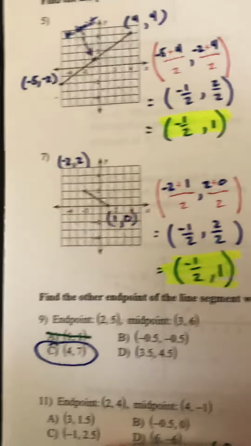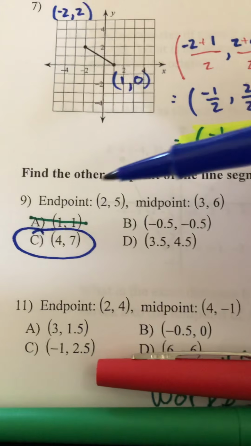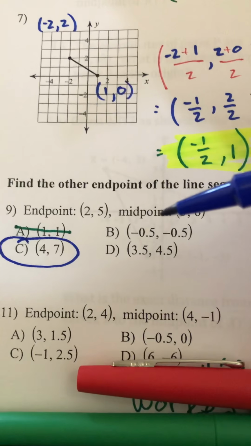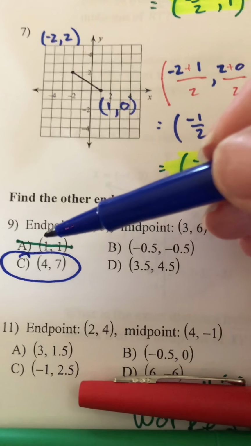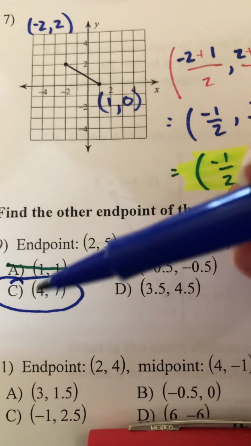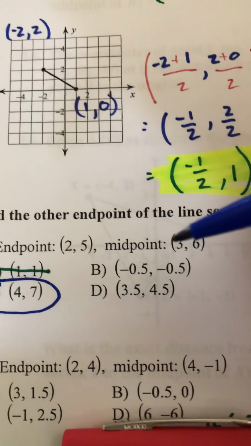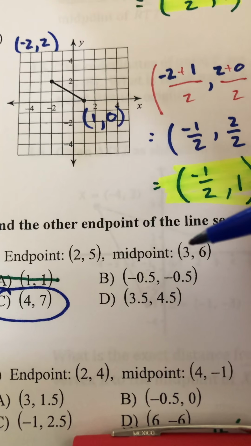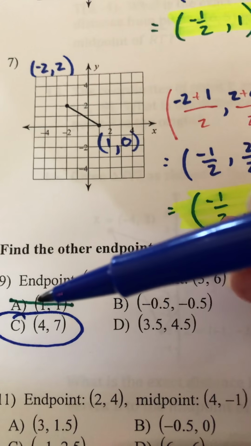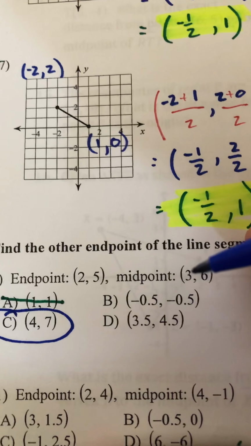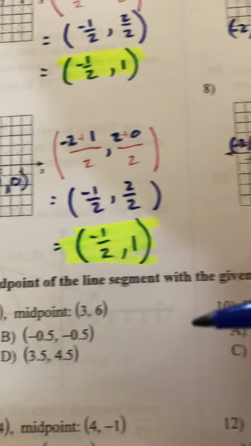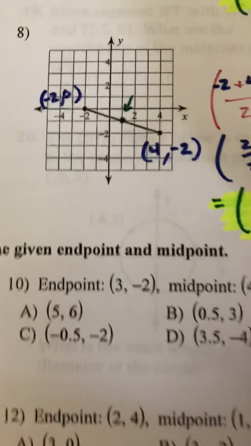But down here, look at number 9. This time I'm giving an endpoint and a midpoint, and I'm asking, what's the other endpoint? If you're really smart, you might say that 2 plus one of these numbers divided by 2 is going to give me that 3. And so I could narrow out choices like this. 2 plus 1 is 3, divided by 2 is not 3. So quickly I can narrow out choice A. But let's try to do it without using the choices.